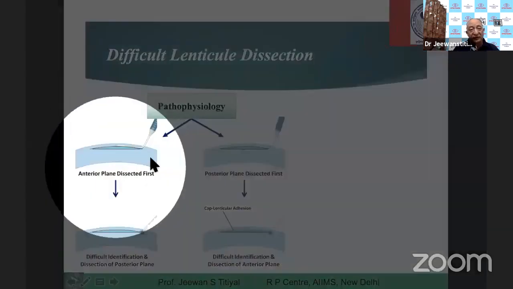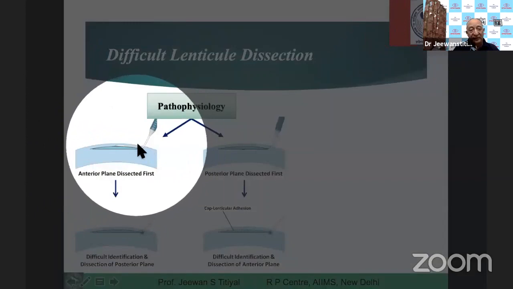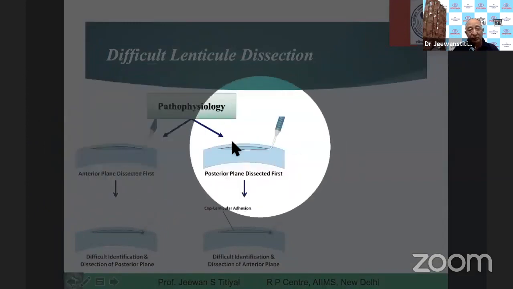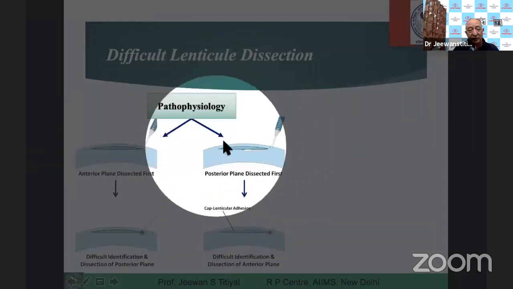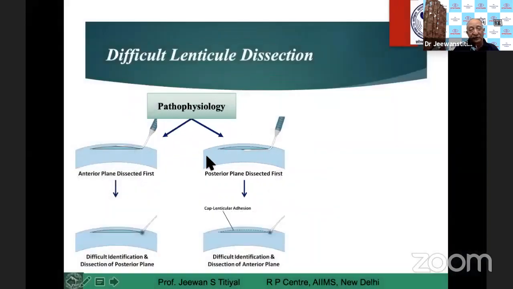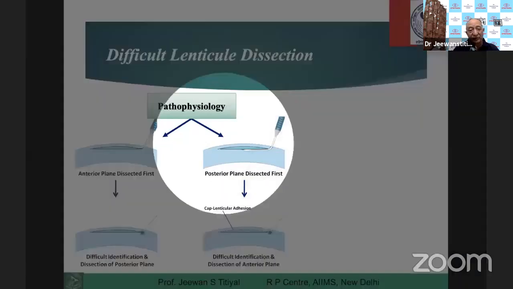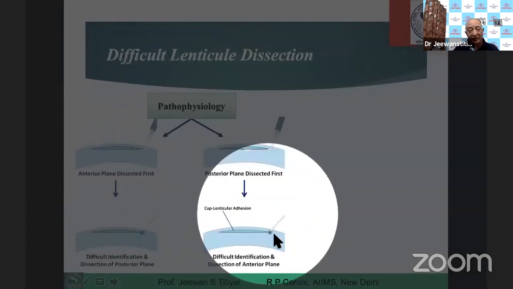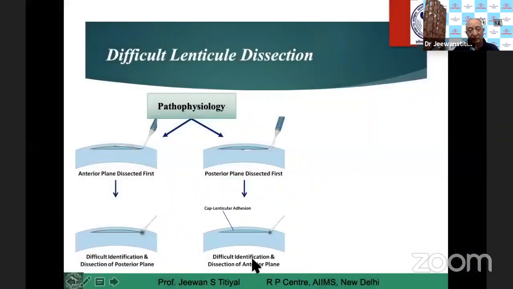If you see here, my blade is right in the anterior plane while dissecting. As I said, first we like to dissect the anterior, then go posterior. In that way, you have the total lenticule free from the pocket and you can easily take it out. The major problem happens once you miss the dissection: you go posteriorly first, or you are anterior, but posteriorly you can't get in a proper plane.